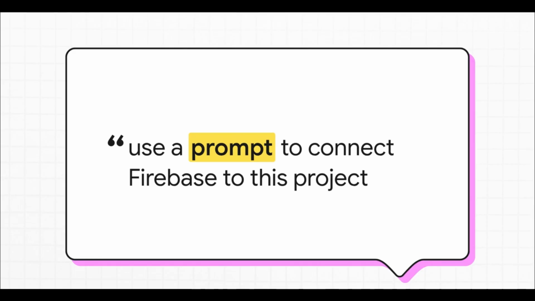Now here is where the absolute magic happens. You don't even have to write the integration code yourself. Seriously. You just grab your Web SDK configuration straight from Firebase, copy it, and drop it right into Google AI Studio with a prompt just like this one. You just tell the AI to connect it, and boom! Just like that, your static site suddenly has a functioning, secure sign-up form with built-in email verification.